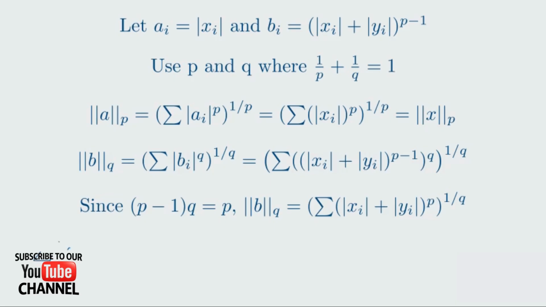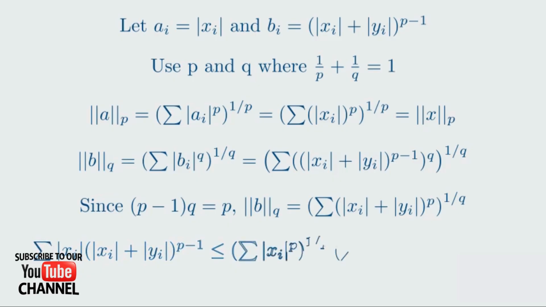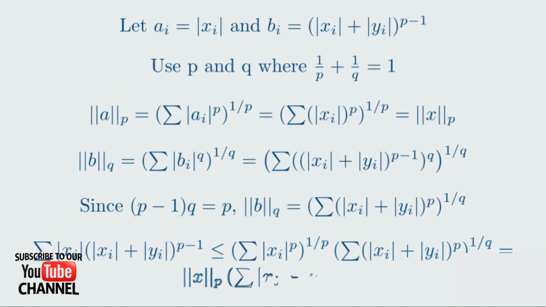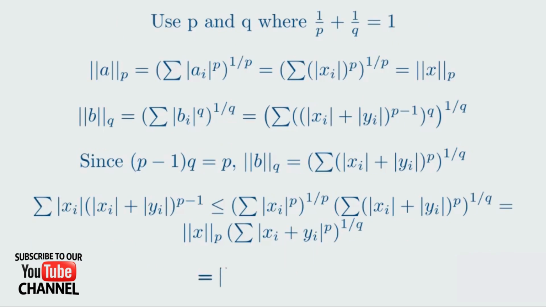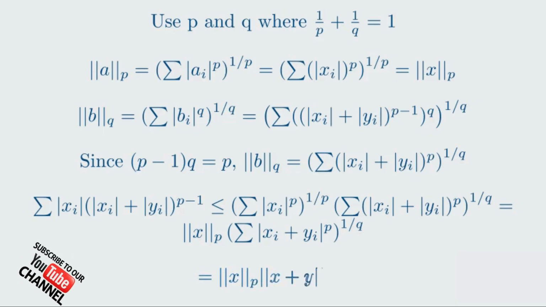Putting this all together with Hölder's inequality, we find that the first sum is less than or equal to the p norm of x times this expression involving the pth power of |x_i| + |y_i|, all to the power of 1/q. We can write this more compactly as ||x||_p times ||x + y||_p raised to the power of p/q.